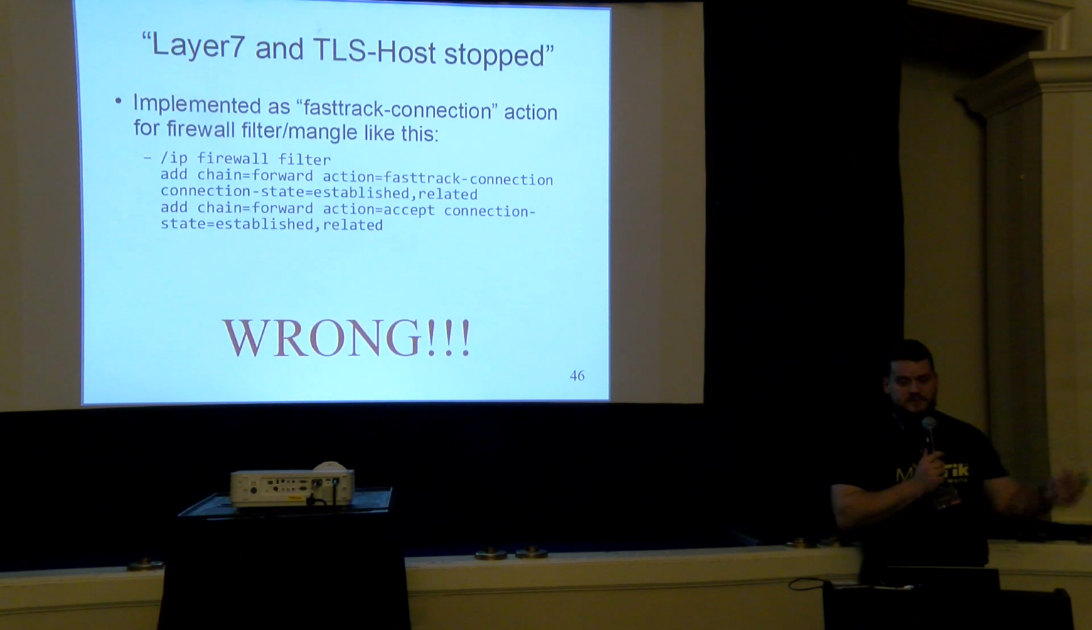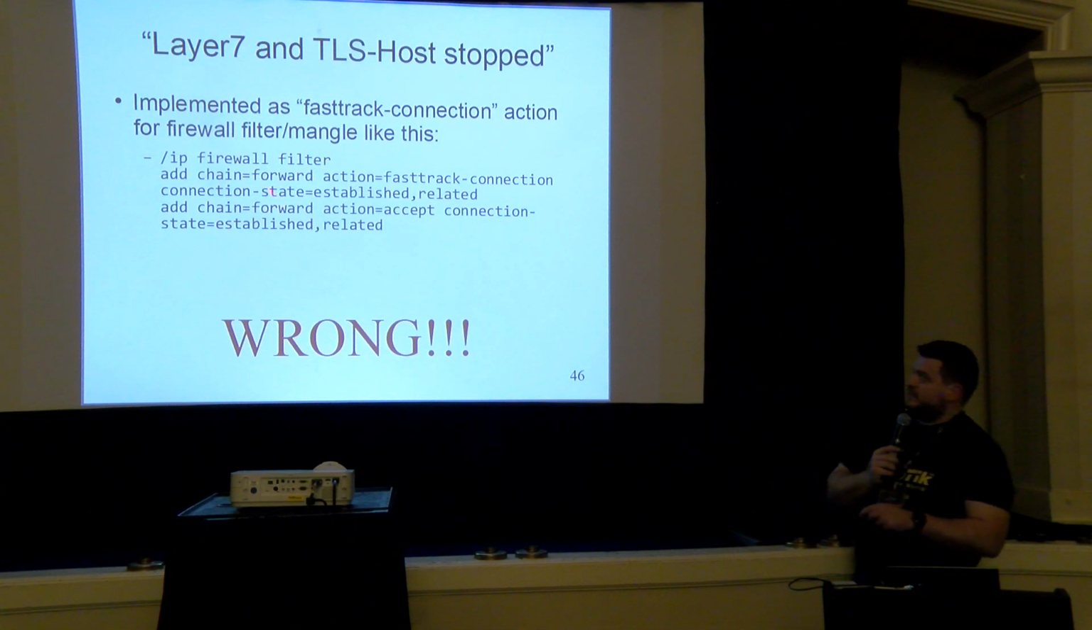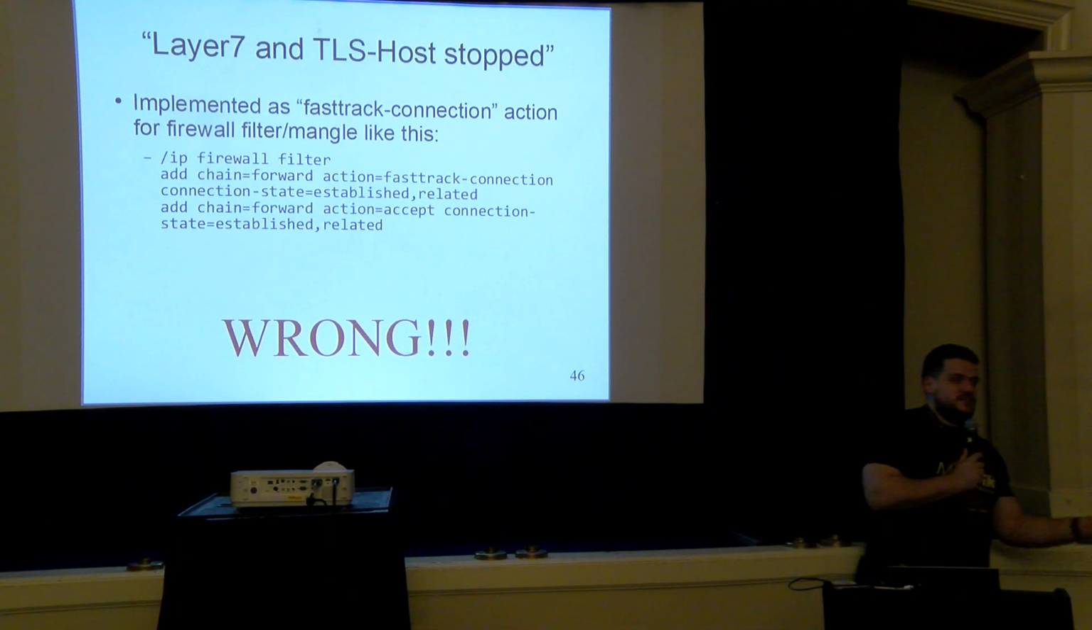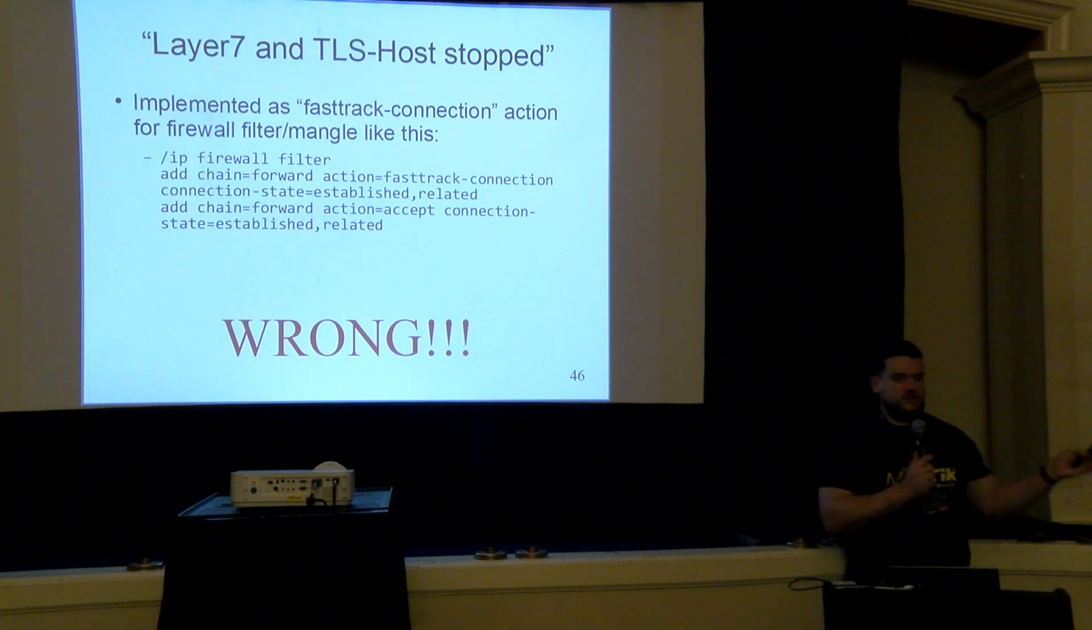So what happens? As soon as he enables fast track connection, the default rules that he finds on the internet, where you fast track everything that reached connection state established and related, and then accept it, his layer 7 patterns and TLS host just stopped working. Why?